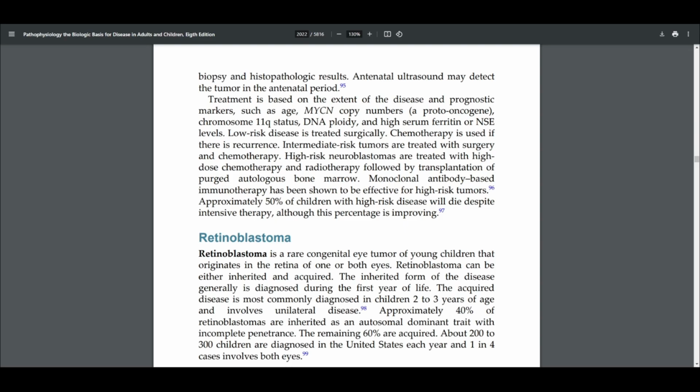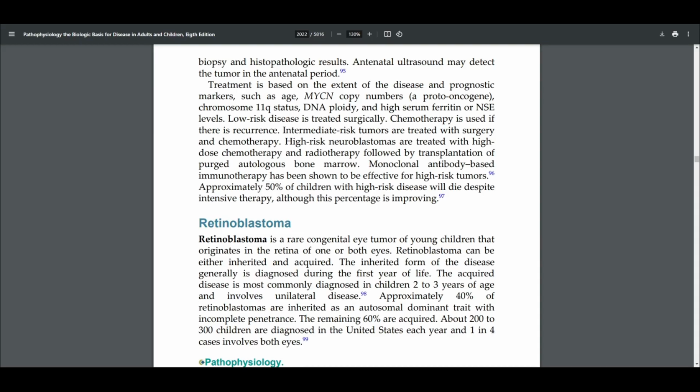Antenatal ultrasound may detect the tumor in the antenatal period. Treatment is based on the extent of the disease and prognostic markers, such as age, MYCN copy numbers, chromosome 11q status, DNA ploidy, and high serum ferritin or NSE levels. Low-risk disease is treated surgically. Chemotherapy is used if there is recurrence. Intermediate-risk tumors are treated with surgery and chemotherapy.